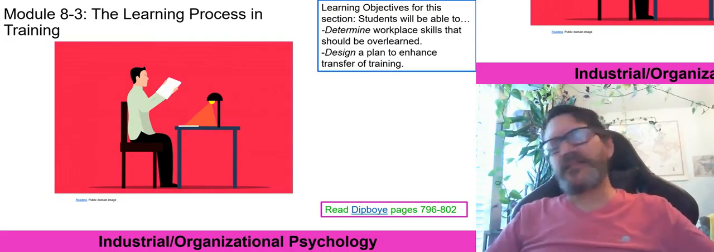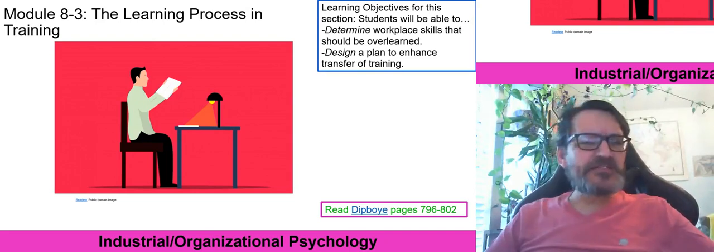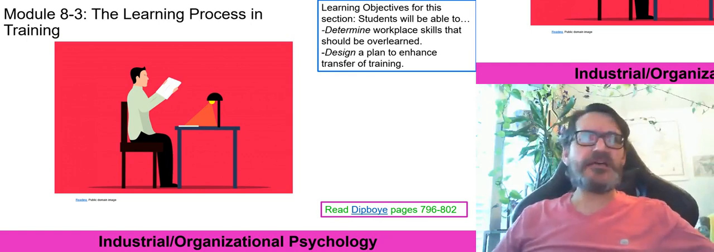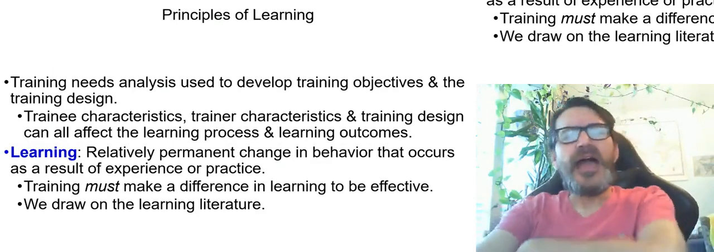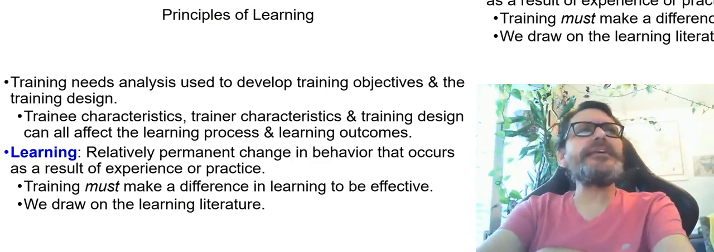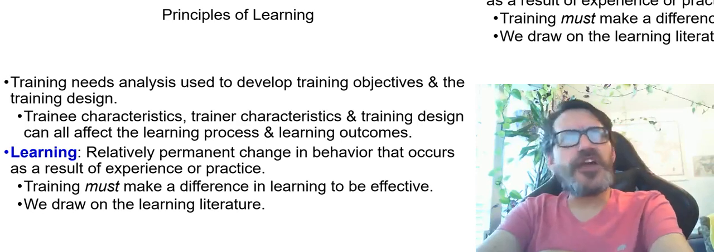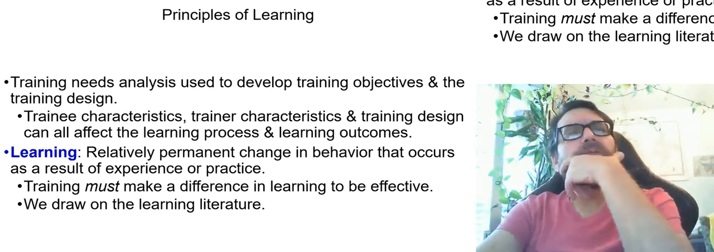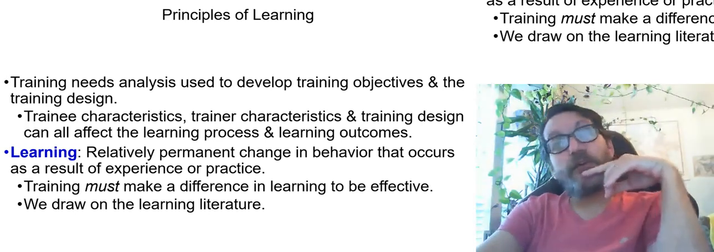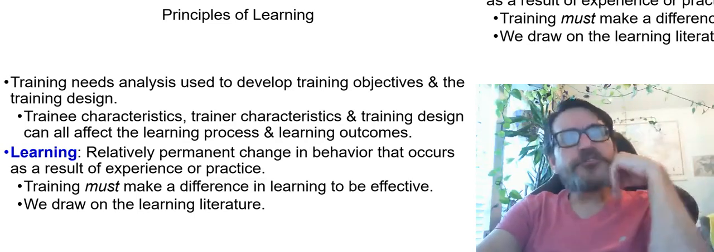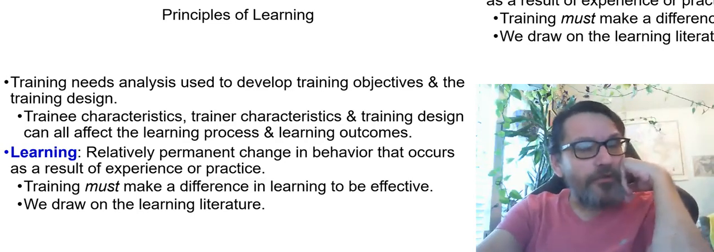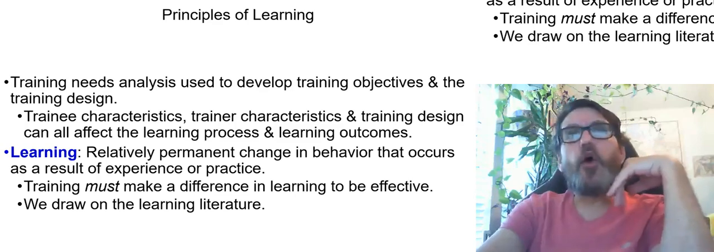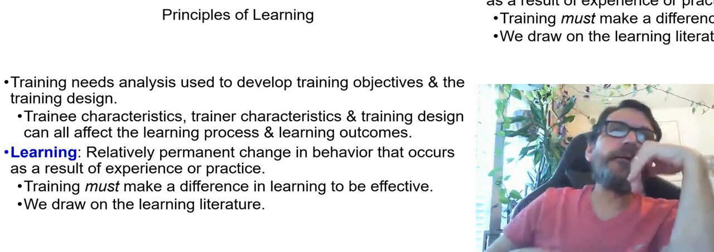Okay, since training involves the act of learning, obviously we need to consider the principles of learning that would be applicable to the training process. As we've described previously, we're going to do a training needs analysis to figure out what the objectives are, what the design of the training should be. But yet we need to consider the characteristics of the person that is going to be trained, or the person that is doing the training, or the design itself can all affect the process of learning.